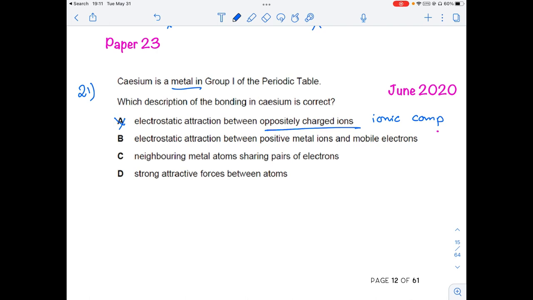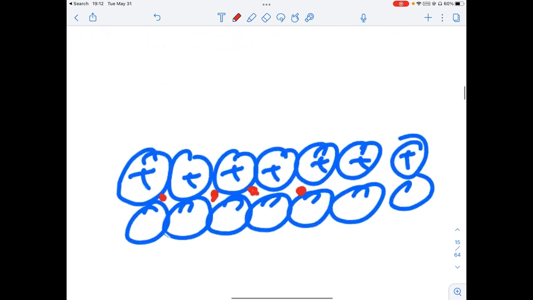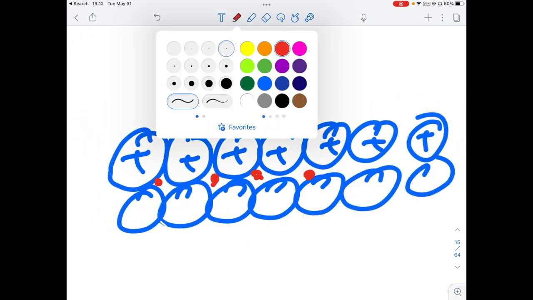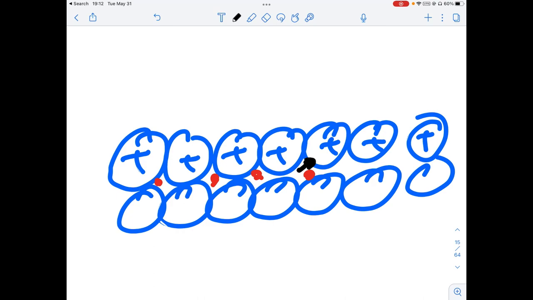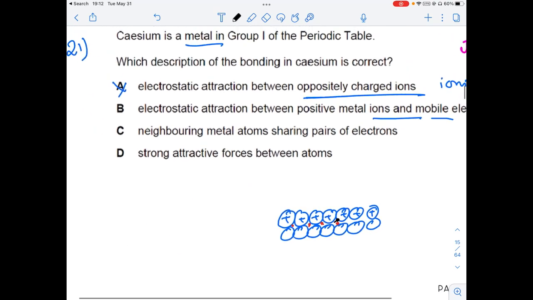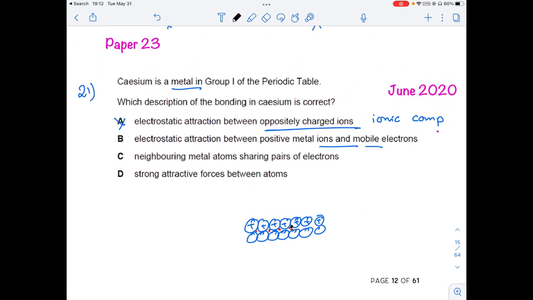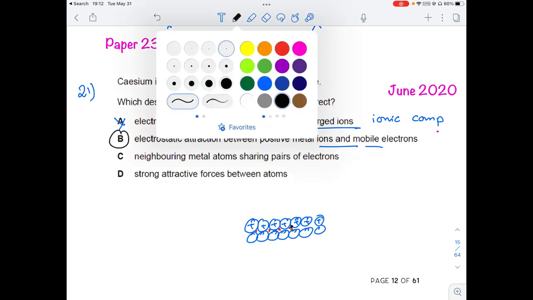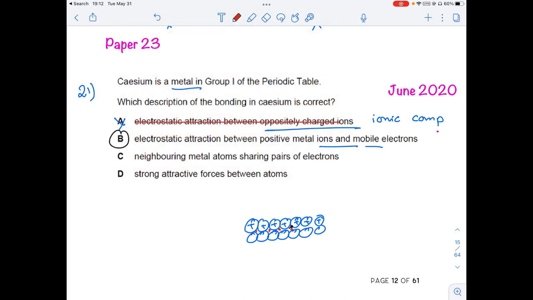Electrostatic attraction between positive metal ions and the mobile electrons. Yes, because we know that in the previous question also we have done that. In a metal, all the positive ions are going to be arranged in layers, and in between them there are free localized electrons. So when I zoom in and check it out, you can see that these electrons are getting attracted towards the positive ions. So there is electrostatic attraction between positive metal ions and mobile electrons. So the first option is totally wrong. The second option is correct.